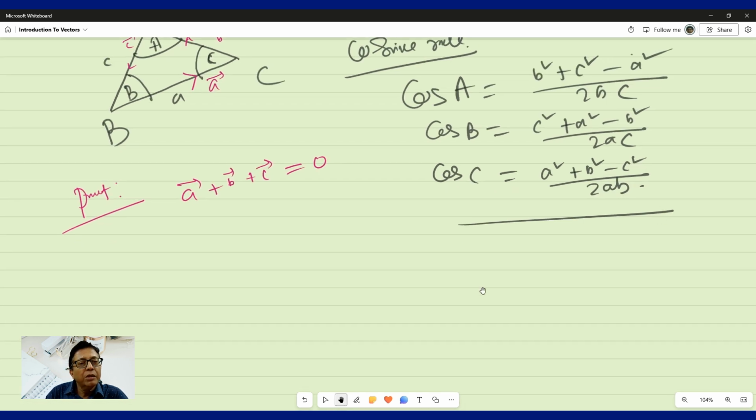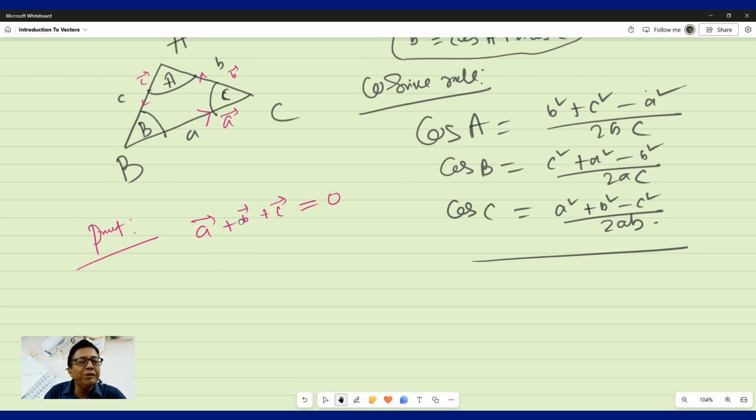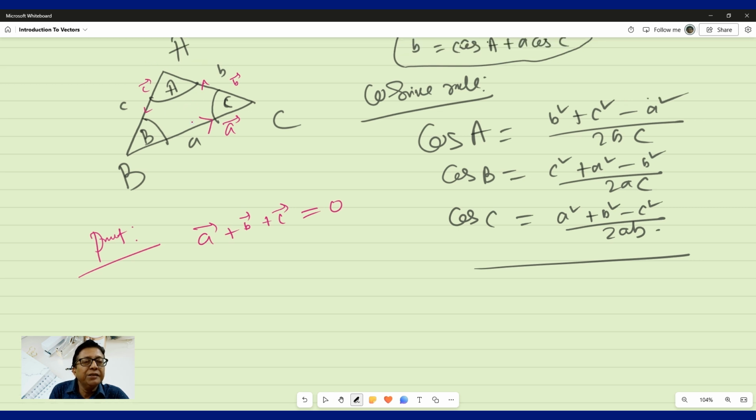Now we need A on one side, and the angle between B and C on the other side. What is the angle between B and C? I have just told you. Angle between B and C, C and A I showed you, A and B also I showed you. But between C and B, if we try to find, this is going to be the angle, because the direction of B is going to be like this. So the angle between the vector B and the vector C is pi minus A. Please remember this.